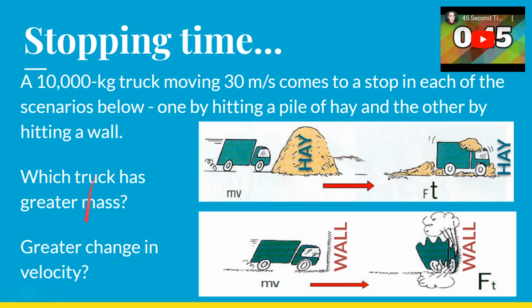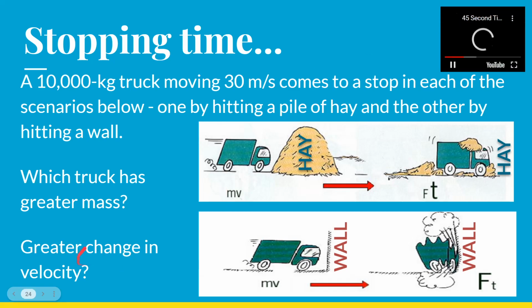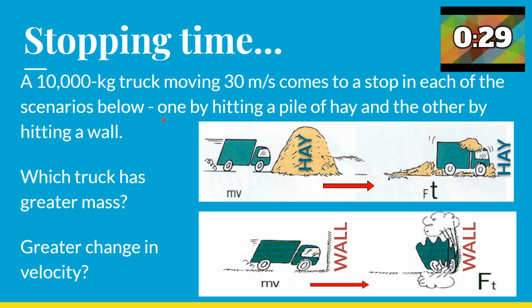You've got two questions here to think about. It says which truck has greater mass and which has a greater change in velocity. The first question is probably pretty straightforward, but you might want to turn and talk to your neighbor about the second one at least. Which has a greater mass, which has a greater change in velocity? Please turn and talk. You have 25 seconds.